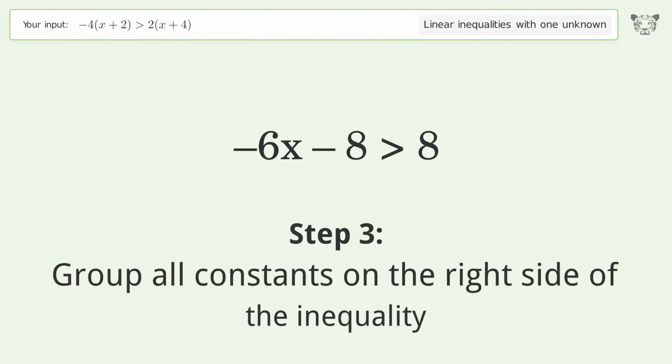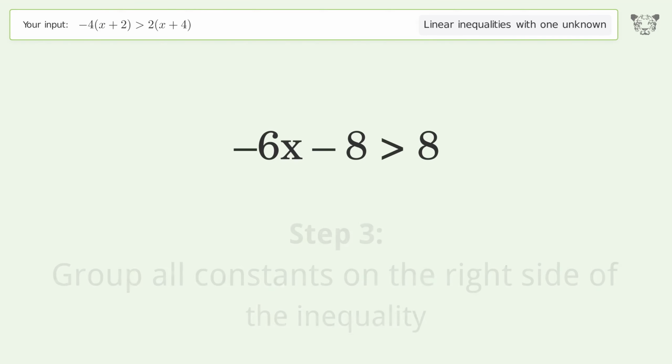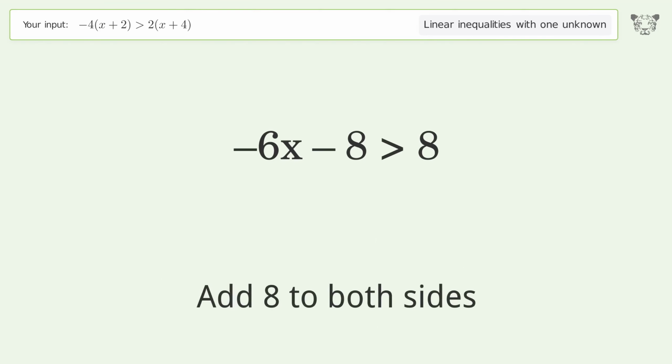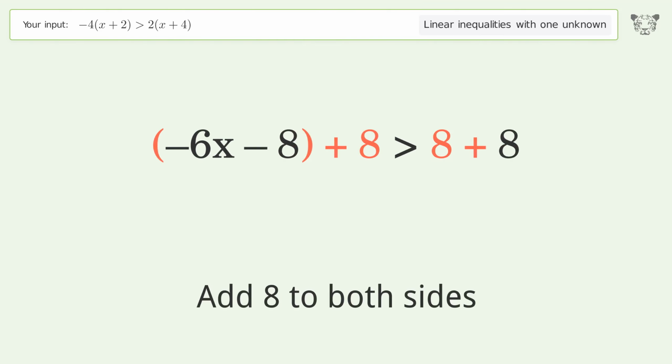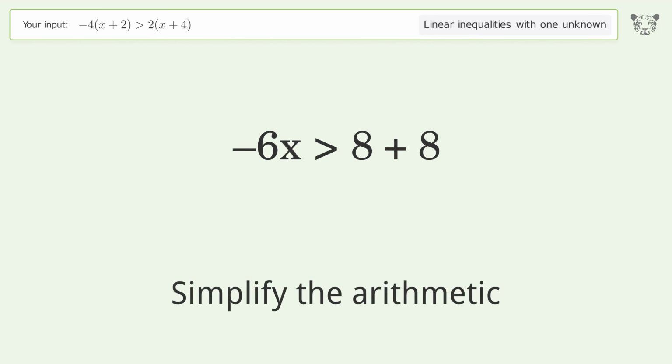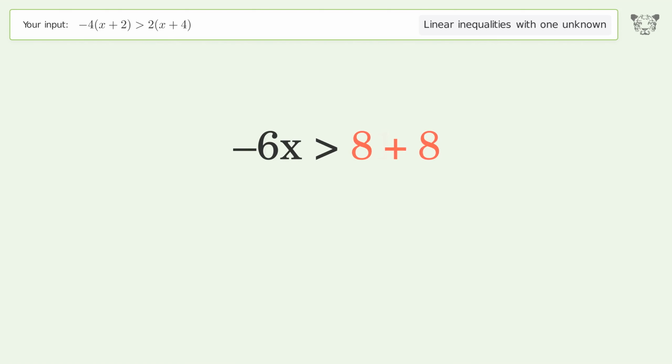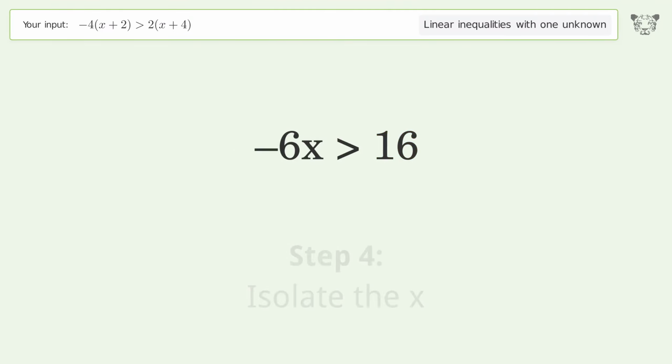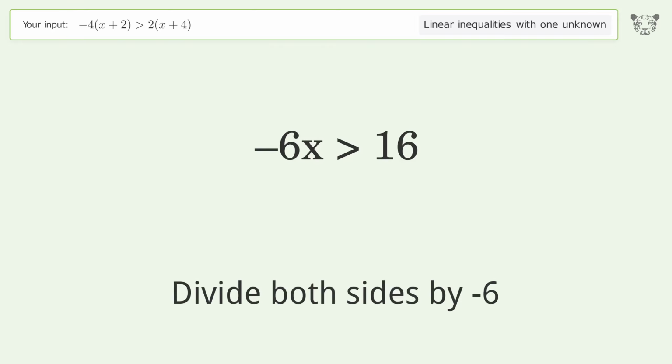Group all constants on the right side of the inequality. Add 8 to both sides. Simplify the arithmetic. Isolate the x. Divide both sides by -6.